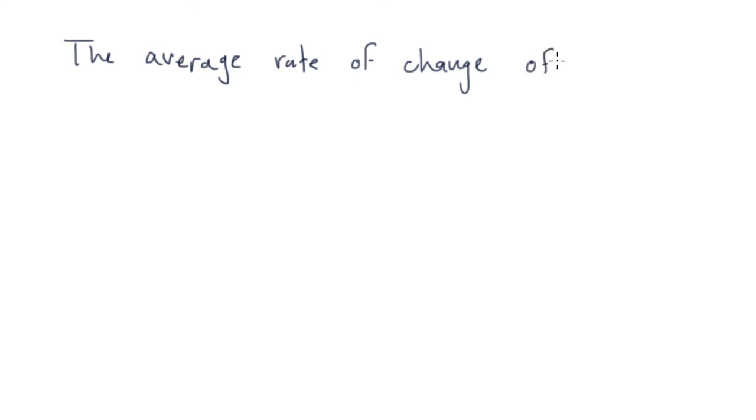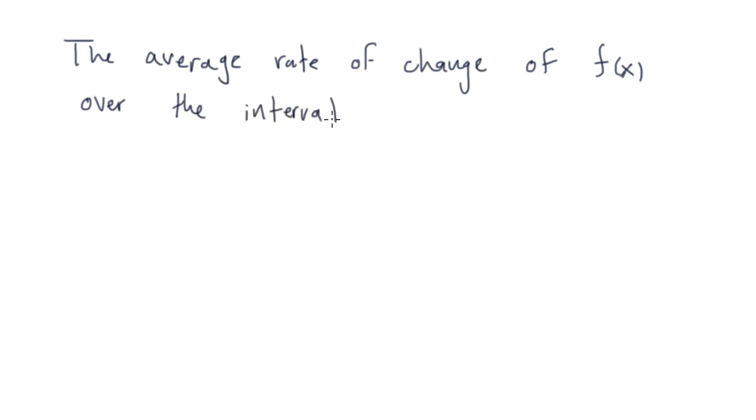Okay, so before we define the derivative, let's go back to one of the first concepts we discussed in the last topic, and that was the average rate of change of a function over an interval. So recall that the average rate of change of the function f of x over some interval, and now I'm going to write the interval in a little bit different way.